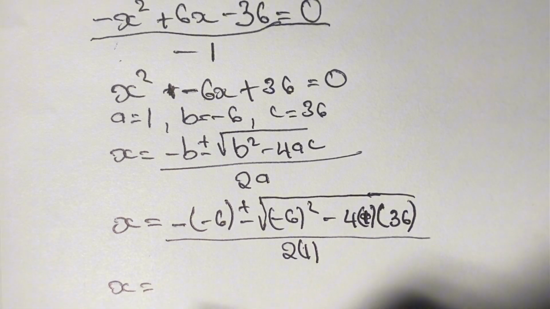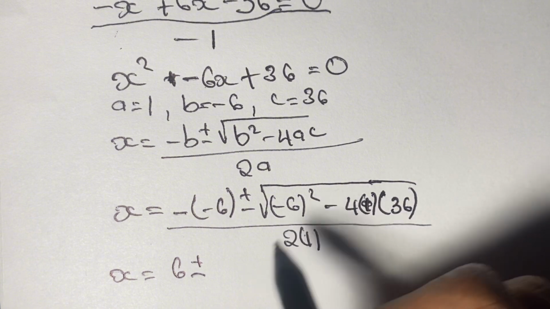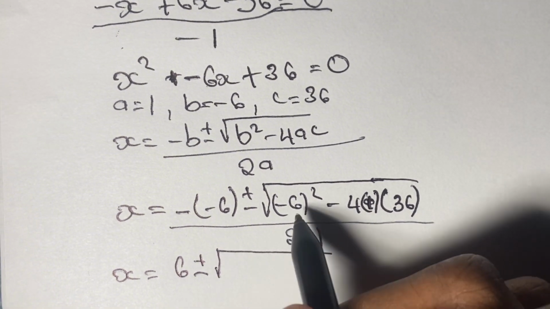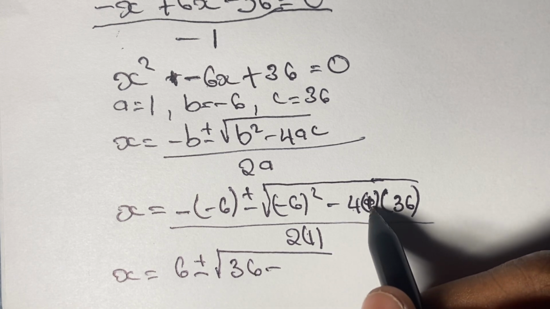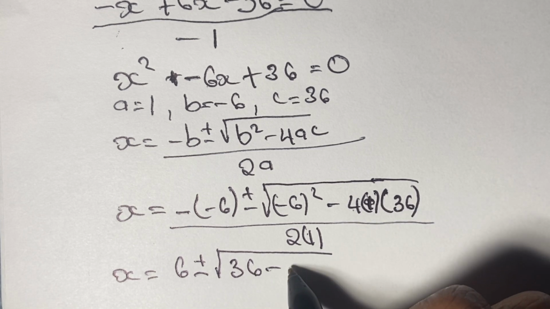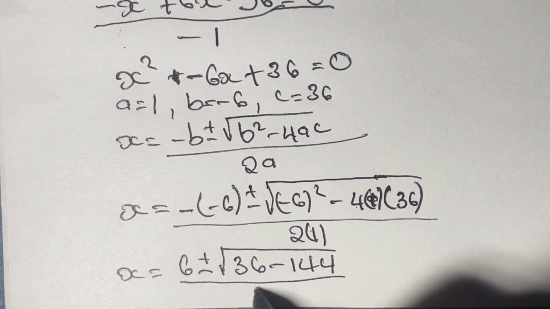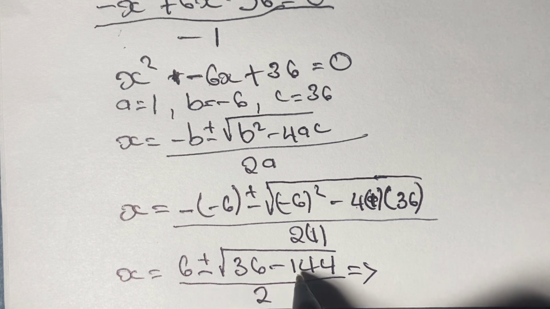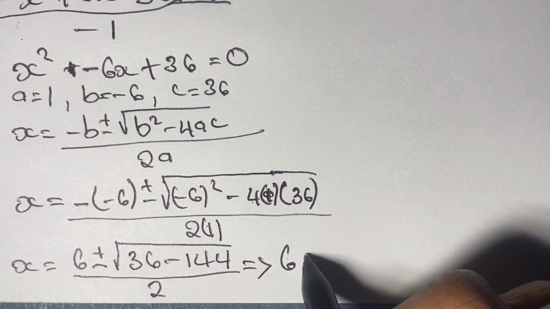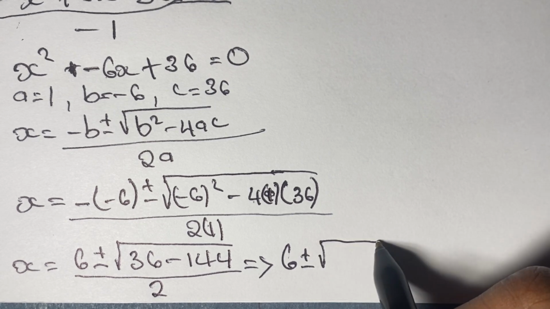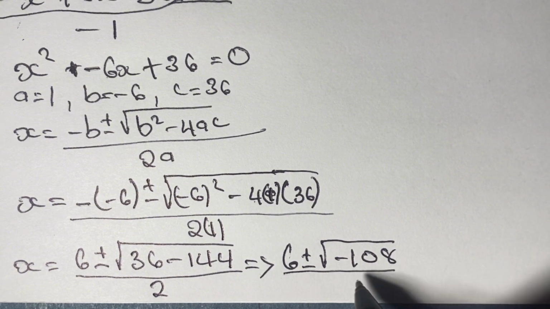So here we're going to have x is equal to, we have negative times a negative, which gives us a positive, so we have positive 6 plus or minus the square root of negative 6 squared, which is 36, minus 4 times 1 times 36, which gives us 144, so we have 36 minus 144 all over 2. So then our value of x can be further simplified as 6 plus or minus the square root of negative 108 all over 2.